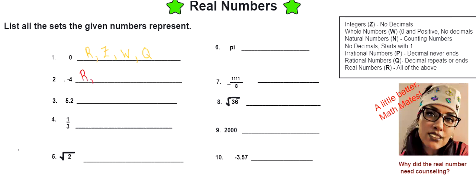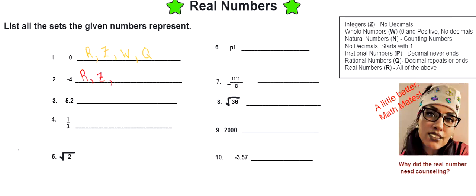We also know that integers are your positive, negative numbers and 0 that don't have decimals. So is -4 an integer? Yes. Is it a whole number? Well, whole numbers don't include negative numbers, so no.